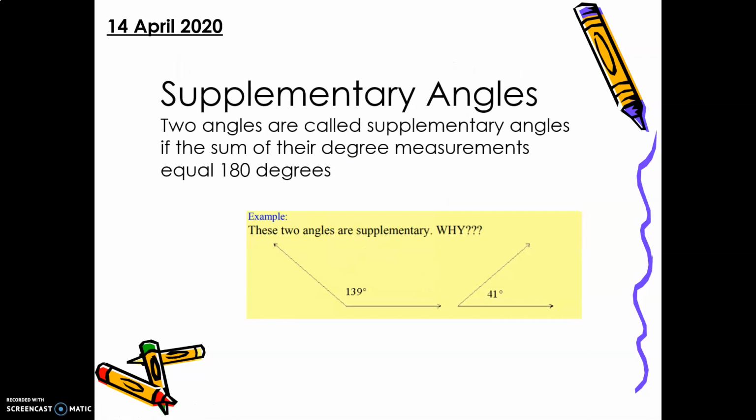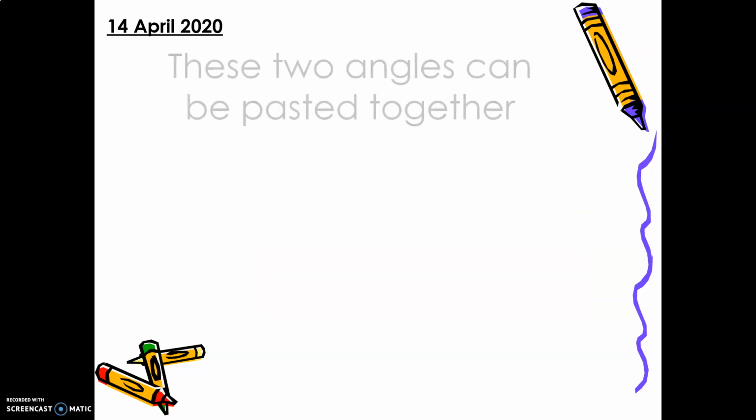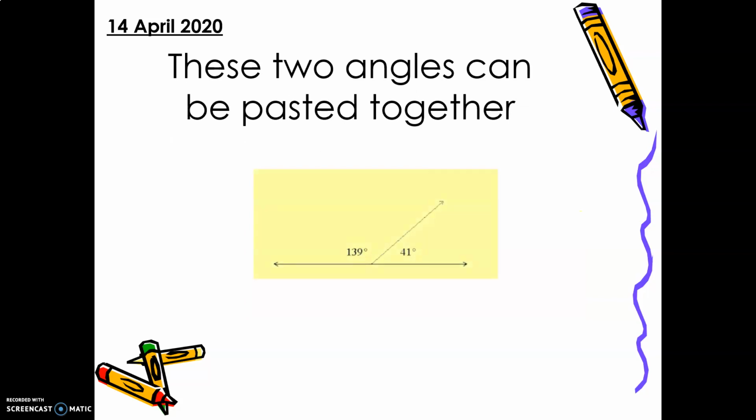The other thing that we talk about is supplementary angles. Two angles that add together to make 180 degrees are supplementary. These two angles are supplementary, 139 degrees and 41. Why? Because they add up to 180. But visually, when you put them together, they look like this. So they create, with both of their rays, a straight line.